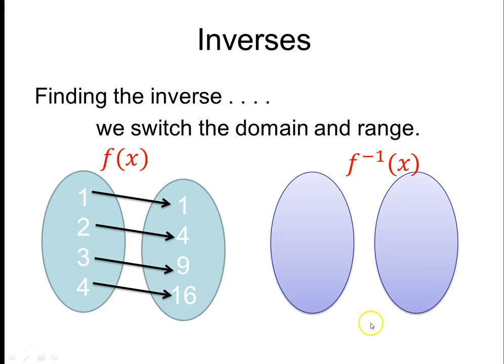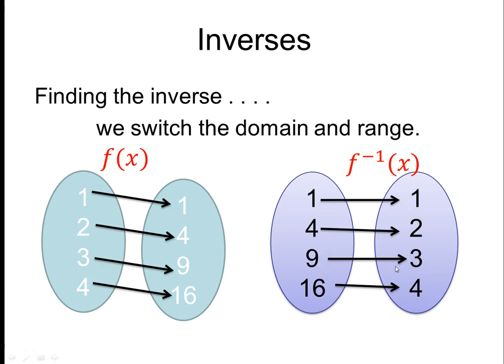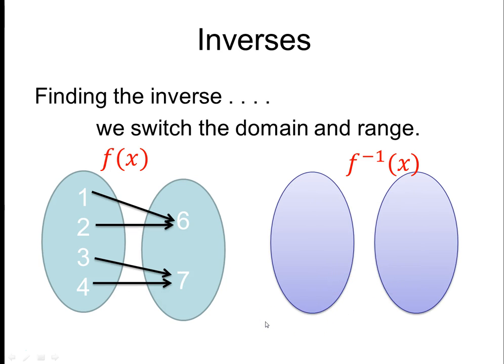Okay? So here are my 2 circles. Now what do you think should be placed in the first circle? Well, remember again, what are we doing? Switch domain and range. So this time, 1, 4, 9, and 16 are going in the first circle, and 1, 2, 3, and 4 are going in the second circle. And of course, we always have to evaluate whether it is a function. Now, the original was a function. It was a one-to-one function, wasn't it? The inverse is still a function. It's still a one-to-one.